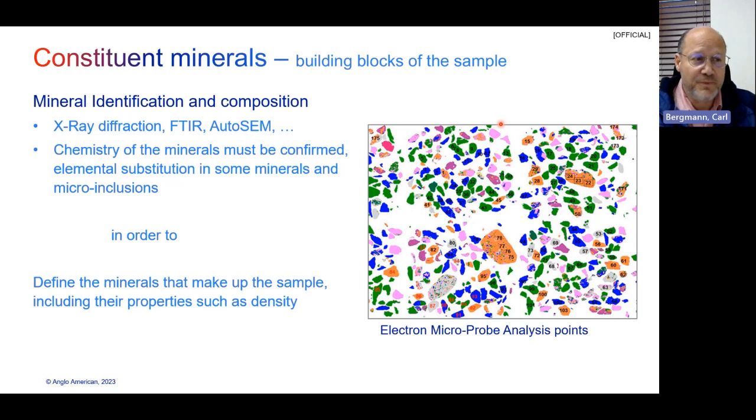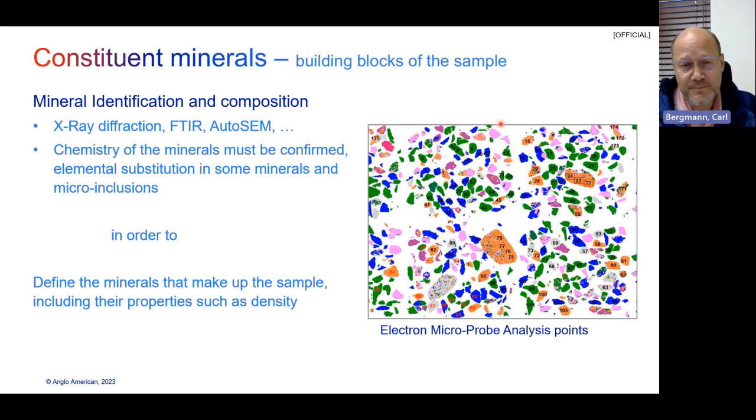But more than that, you need to look at the chemistry of those minerals. As we said, is there elemental substitution? Are there other minerals that are so small that are micro inclusions? And the way to do that is to use the microprobe.